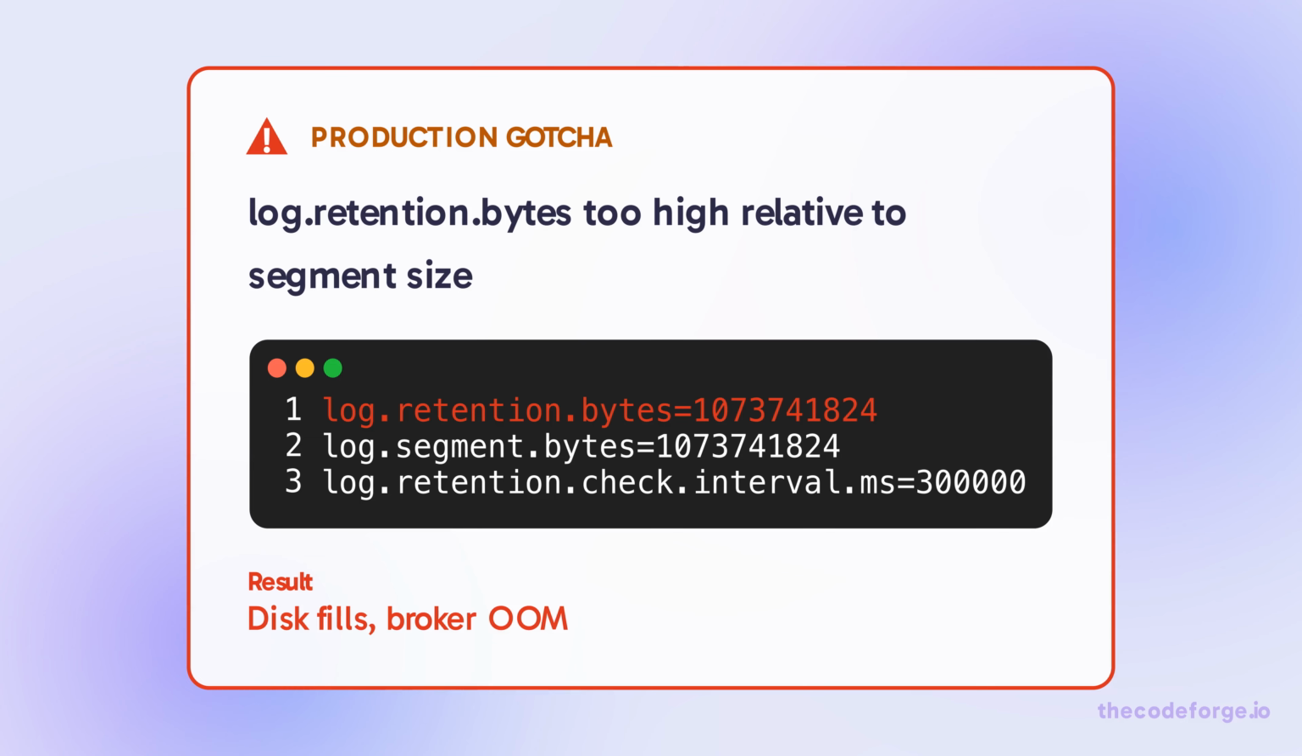This is the exact misconfiguration from the incident. With both retention and segment size at 1 GB and a 5-minute check interval, segments accumulate faster than cleanup, leading to disk pressure and OOM.